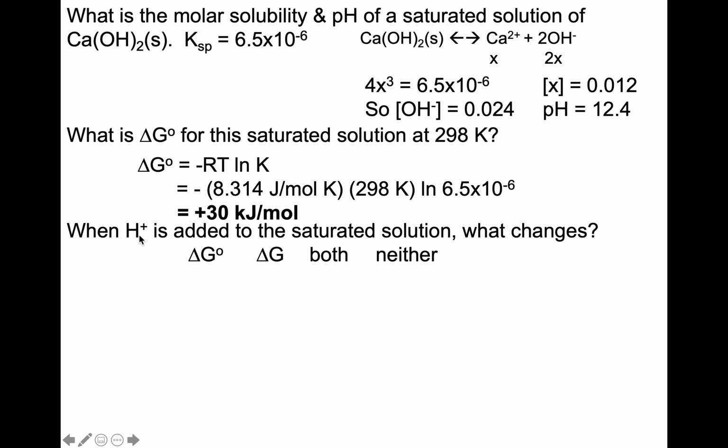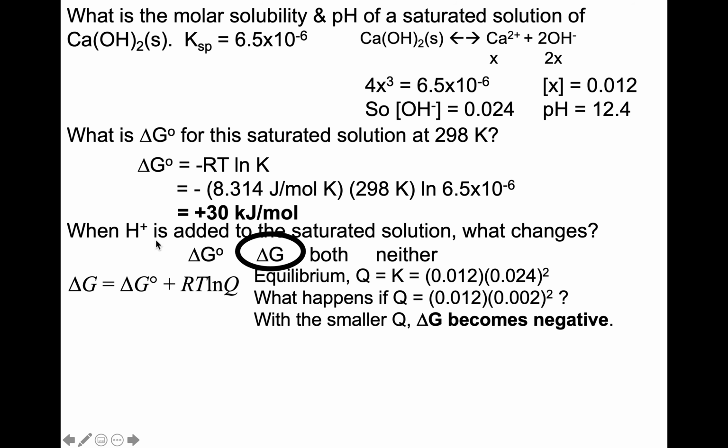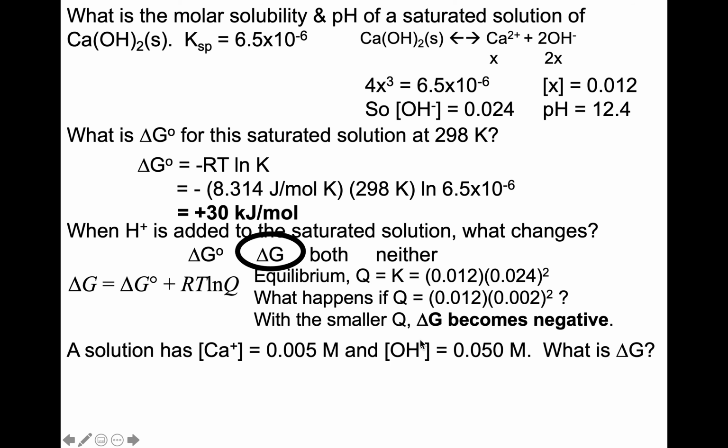What changes within this if we add H+? This is thinking back to how we can shift the equilibrium here. I'm not changing the value that I would look up within the table for the delta G naught, but I'm changing what's actually in the beaker. I'm changing the delta G. Looking at other features right here, I'm trying to look at the relationship more between Q and K. What happens if those change? If I'm looking at a different Q, I'm looking at how I can change delta G.